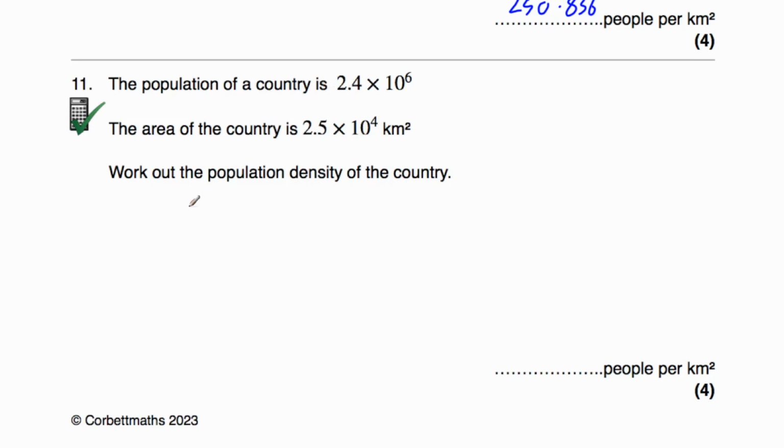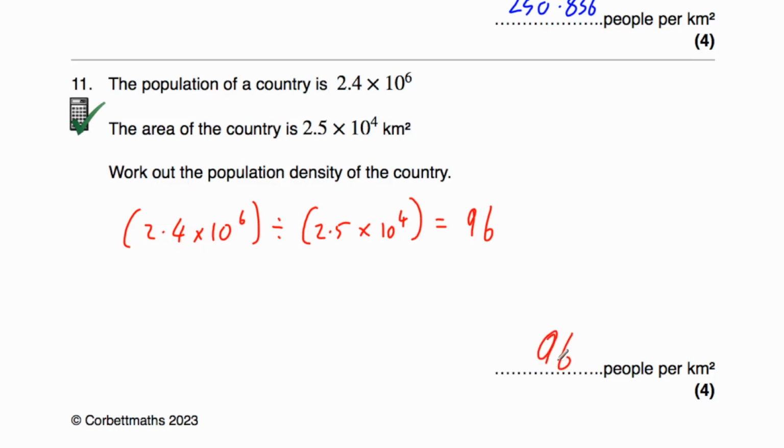So our first approach is just to use the standard form button on the calculator. Type 2.4 and then the standard form button, then to the power of 6, and then divided by, and I tend to put these in brackets, 2.5, then the standard form button again, to the power of 4, and press equals. That would give you the population density, which is equal to 96. So the answer would be 96 people per square kilometre.